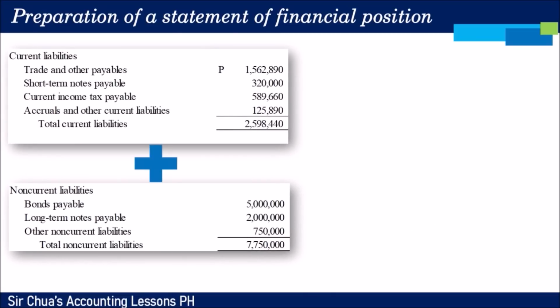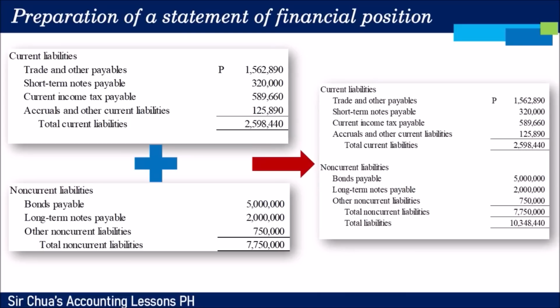Same thing that we will do in liabilities. Iko-combine na po natin yung current liabilities and non-current liabilities para mabuo na po natin yung liabilities portion nung balance sheet. So, ang mangyayari, total current liabilities of 2,598,440 at saka total non-current liabilities na 7,750,000, which will give you total liabilities of 10,348,440. Hindi pa tayo tapos kasi total liabilities pa lang yan.